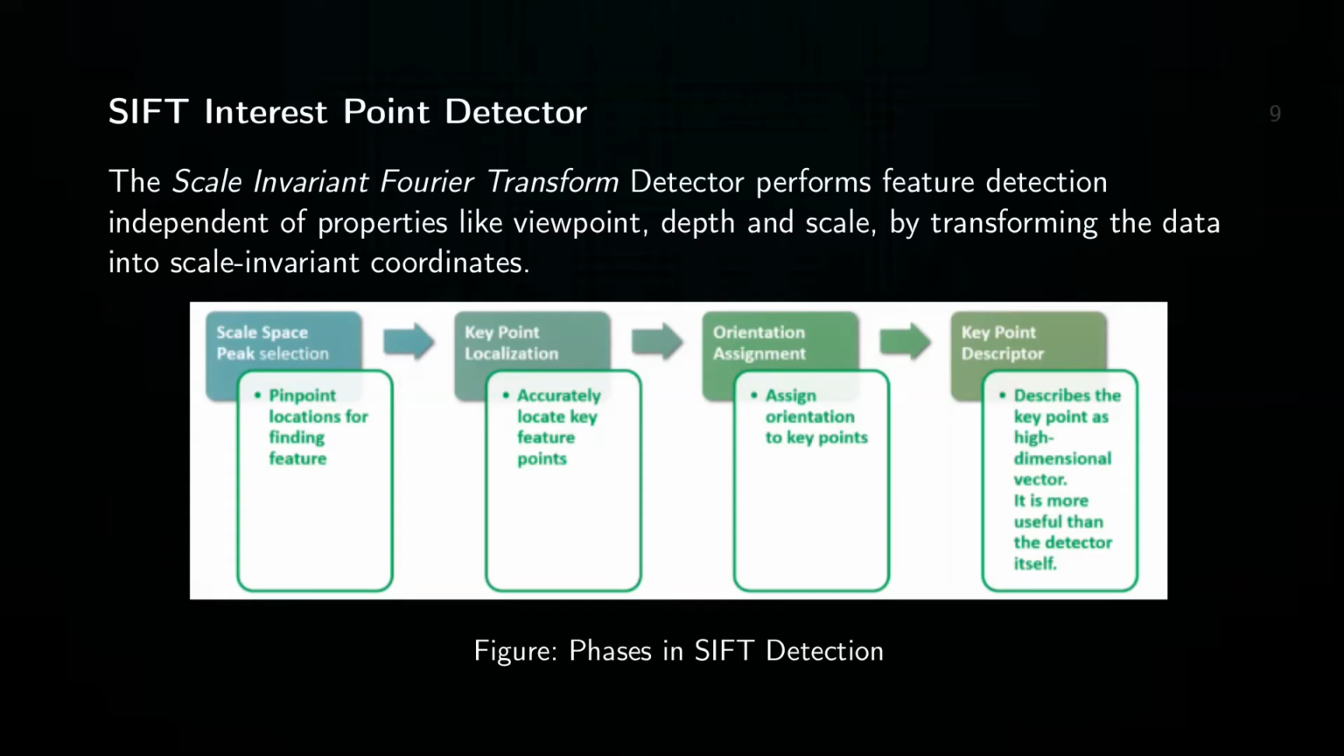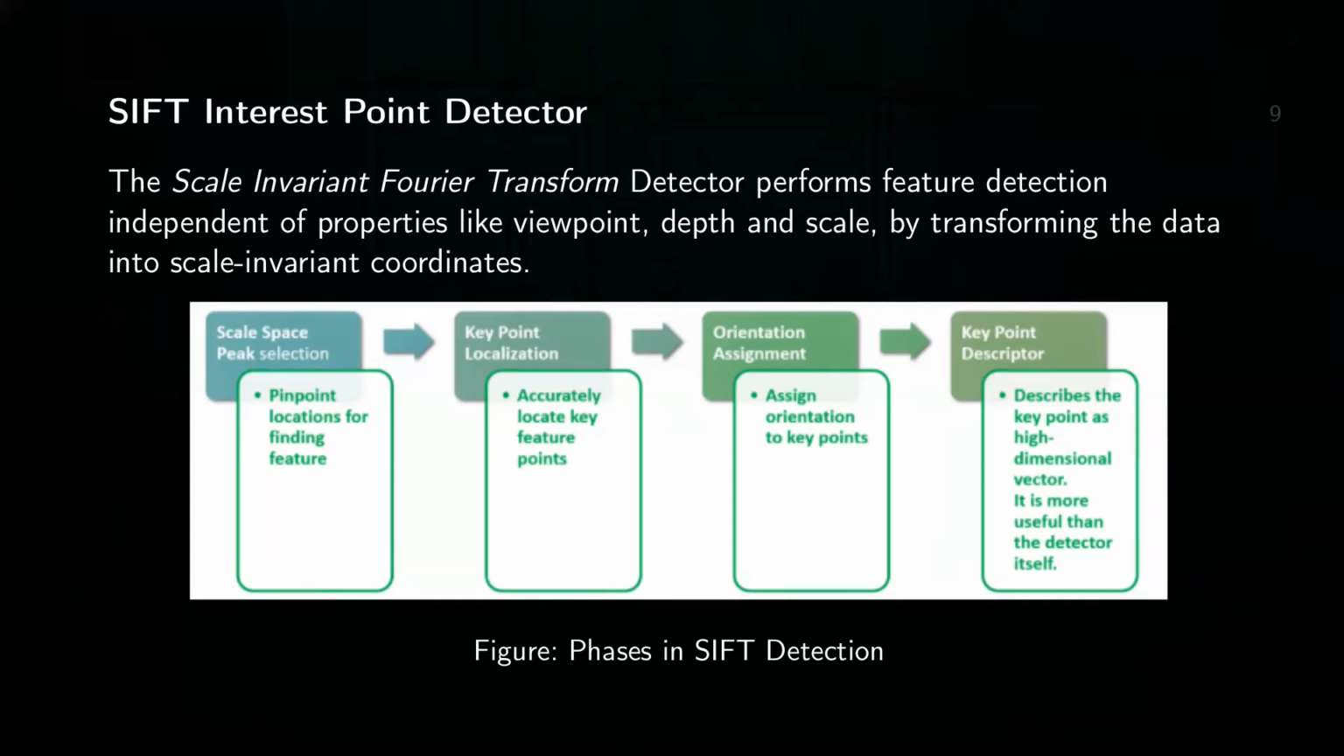And then there's the final phase, which is the key point descriptor, which finds a high dimensional vector representation of the key point by considering a neighborhood of, say, 16 by 16 or 8 by 8 pixels around that feature.